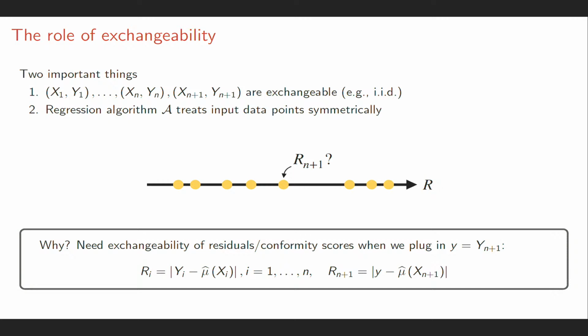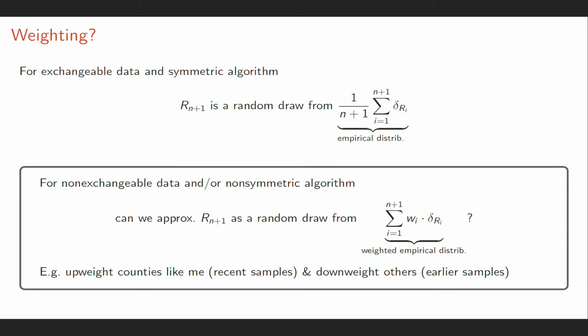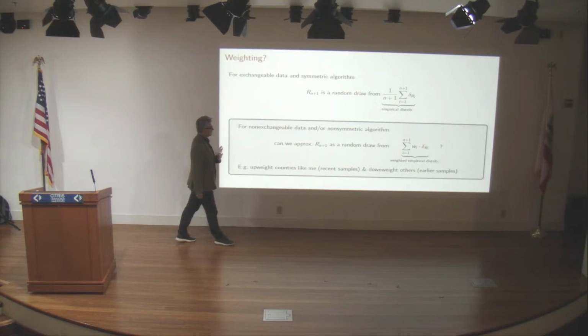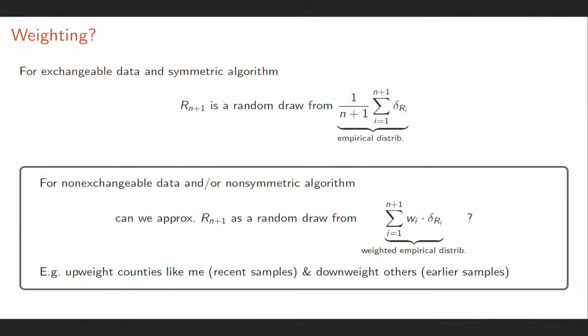So now we're going to move away from the online setting because, after all, it's election night and I need to call 1,900 counties now, not after seeing the next one and the next one. I need to make a call on these 1,900 things now. And so for exchangeable data and a symmetric algorithm, exchangeability means that Rn plus 1 is a random draw of what you've already seen.